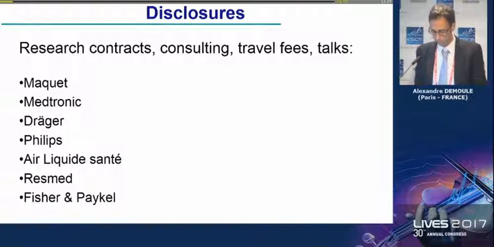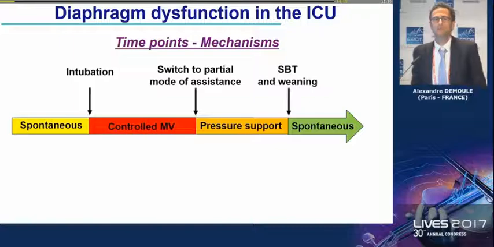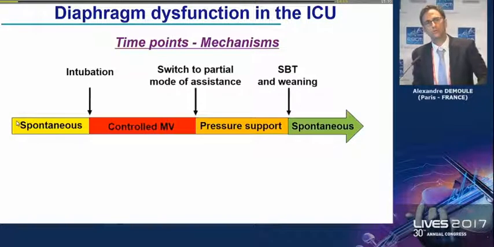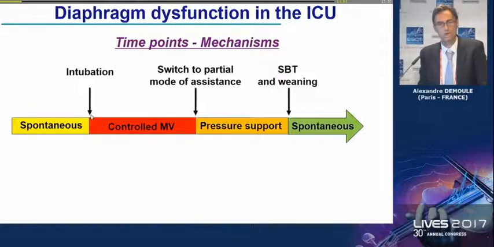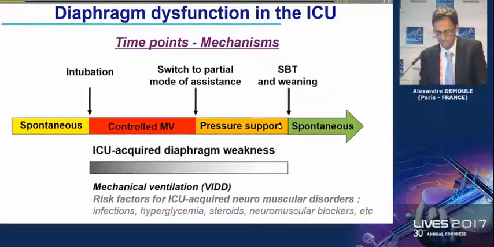Here are my disclosures. If we consider the course of ICU stay of a given patient, first the patient is admitted to the ICU with acute respiratory failure, so it's a high respiratory rate, respiratory distress, and then you decide to intubate the patient. It's very severe, it's controlled mechanical ventilation. Then it improves, then you switch to pressure support, it's getting better, and then the patient is extubated.